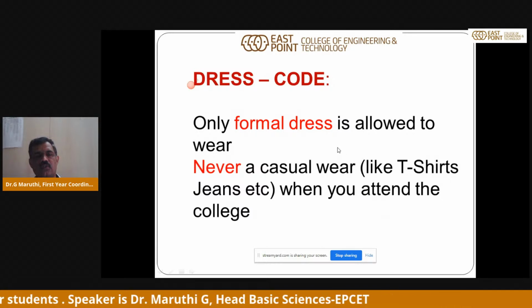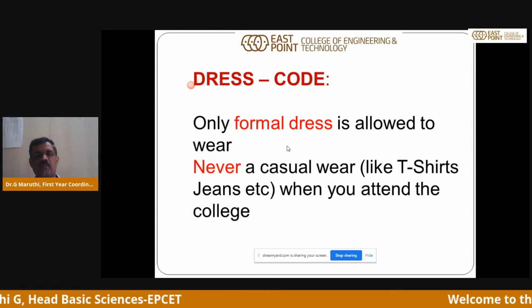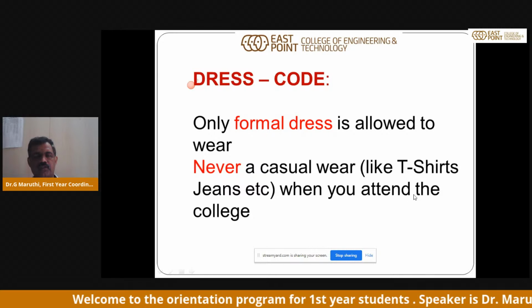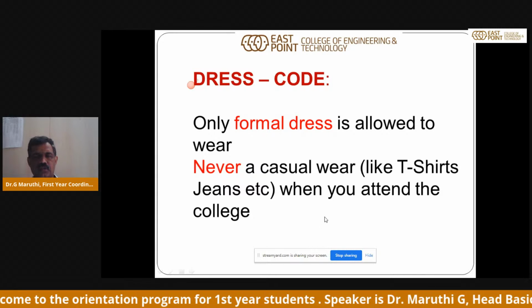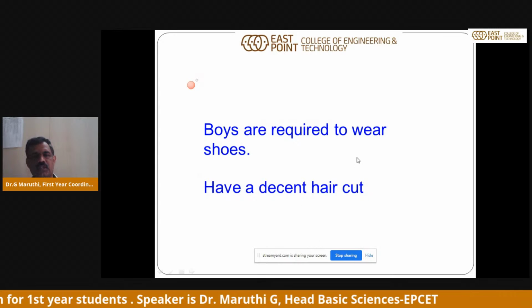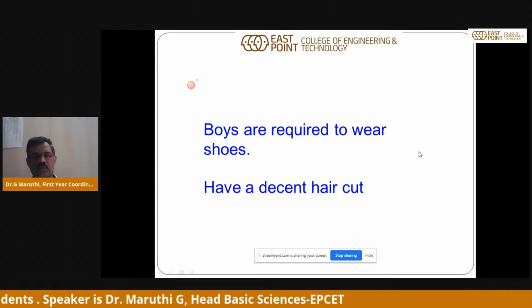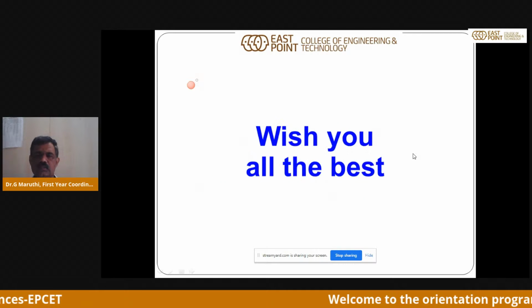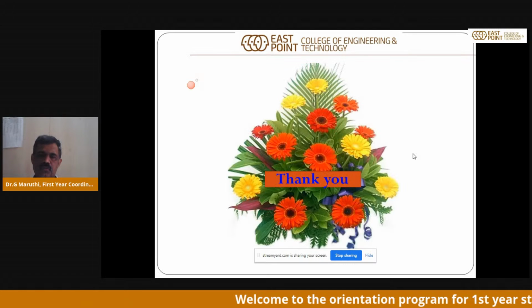In the college, though we are not insisting on a uniform, we expect the students to dress in a well-mannered way. Only formal dress is allowed, never casual wear like t-shirts, jeans, etc., when you're in the college. So we expect you to look like professional students. Always wear shoes for your safety. Have a decent haircut. I wish you all the best.